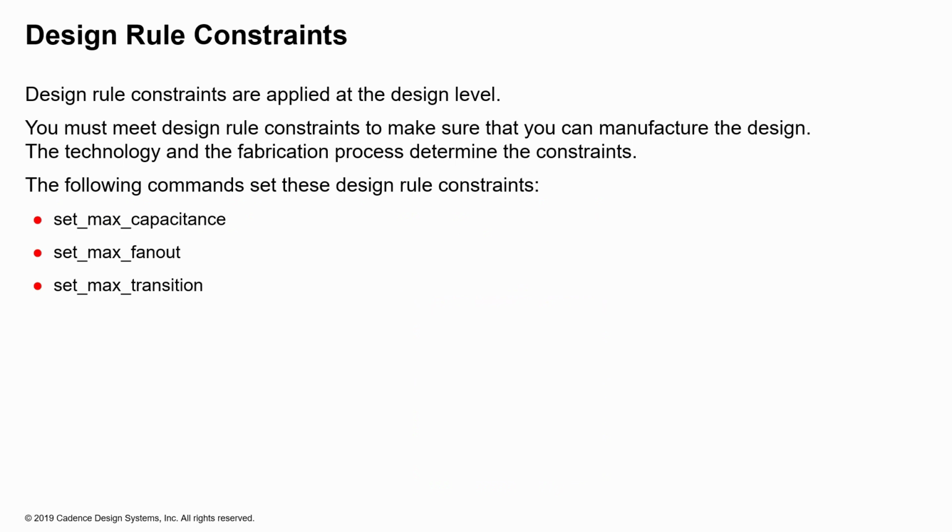The design rule constraints are applied at the design level. These design rule constraints must be met so that your design can be manufactured. And these rules actually come from the fabrication process, and so therefore you must set these design rule constraints according to the fabrication process.